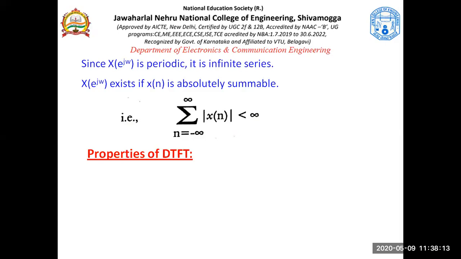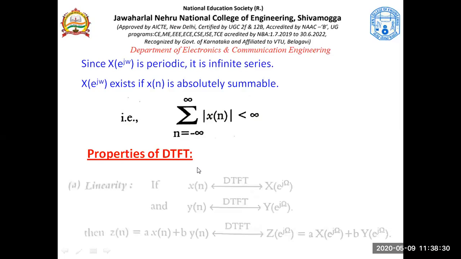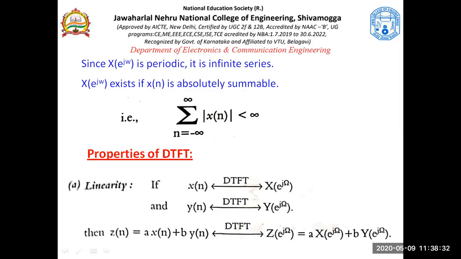Fine. Now let's go on with the properties. The properties are again the same as something that we have seen for Fourier series, and something that we have seen for the Z transform. The same set of properties would repeat, so you should not be having any problems understanding the properties here. Fine. So let's see the first property. As we have seen for all the transforms, this transform also is linear in nature.